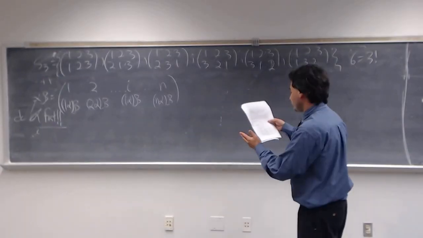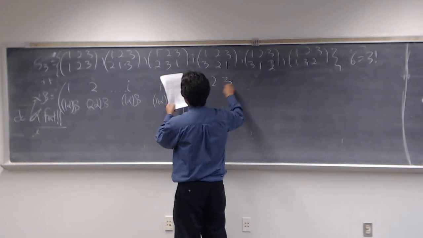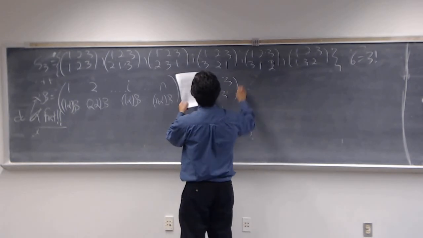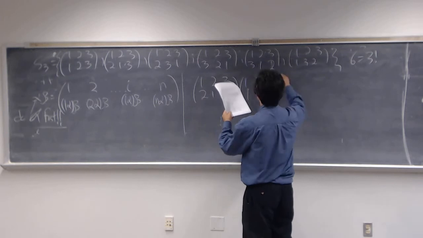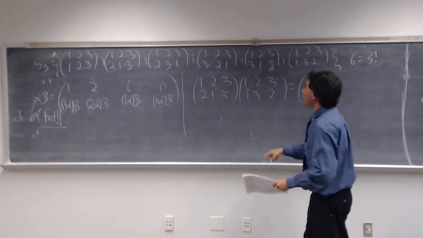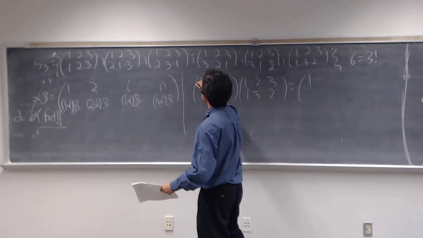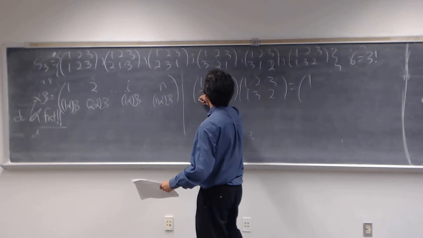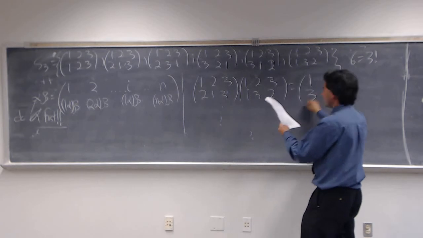So let's look at some examples. Let's look at the permutation 1, 2, 3 over 2, 1, 3, times 1, 2, 3 over 1, 3, 2. So where does 1 go? Again, we start here, we hit this permutation first. So alpha sends 1 to 2, and then the next permutation sends 2 to 3. So 1 would go to 3.